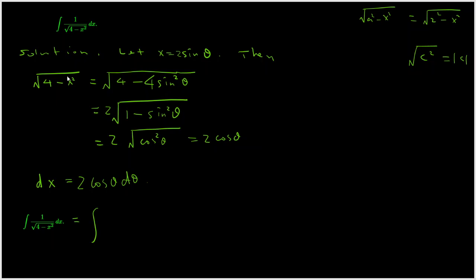Now you look at here. Square root of 4 minus x squared becomes 2 cos of theta. It's on the denominator, right? On the denominator, you have cos of theta. On the numerator, originally you had 1. Now dx is 2 cos of theta d theta. You just copy this, dx is 2 cos of theta d theta. Right.